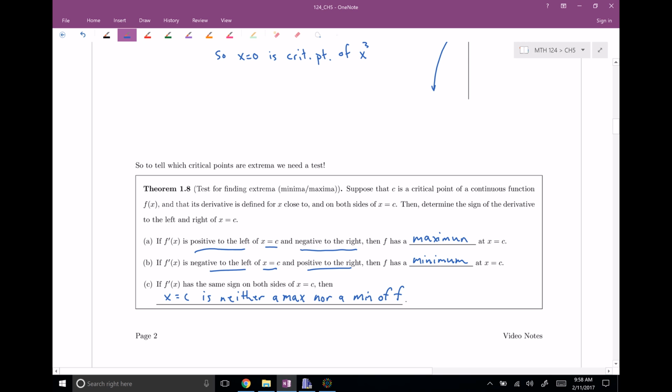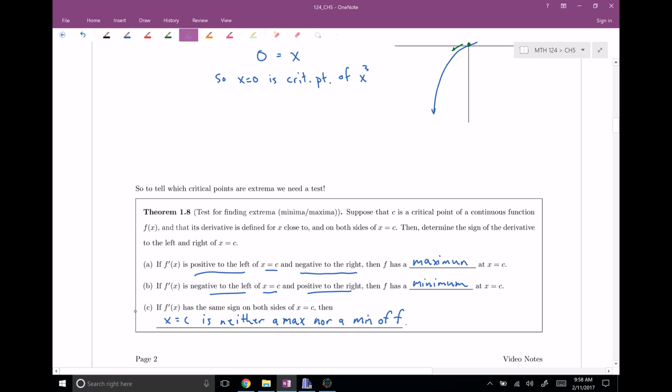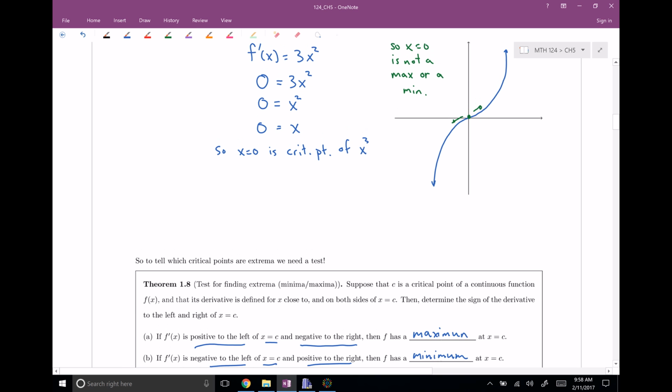Okay, so let's go back up here to this example really quick, and we would expect, since we have neither a max nor a min, we're probably in this case right here, but let's go ahead and show you how to apply this test. So I'm going to use a number line here, and we need to be very interested around x equals 0, right? I need to calculate the derivative to the left of 0 and to the right of 0 and see if it's positive or negative.